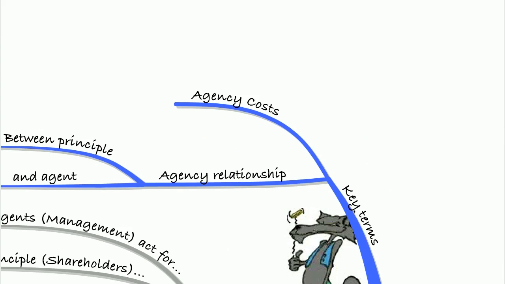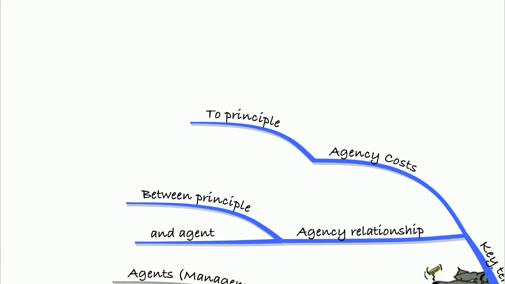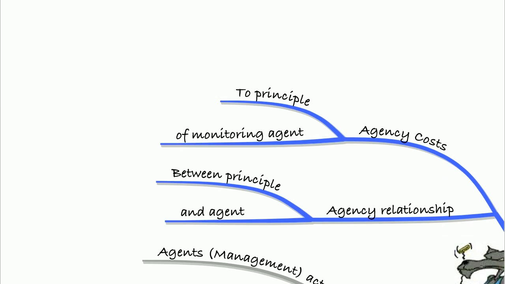There will be agency costs. Those agency costs will be costs to the principal. So in this case, it would be costs incurred by the shareholders. And those costs are incurred when monitoring the agent. Because remember, you can't just trust the agent to do what's right for the principal. You need to monitor them. You need to make sure that they're doing the right thing. So there'll be a cost involved in that. So the cost will be to the principal, and that will be the cost of monitoring the agent who's acting on their behalf.